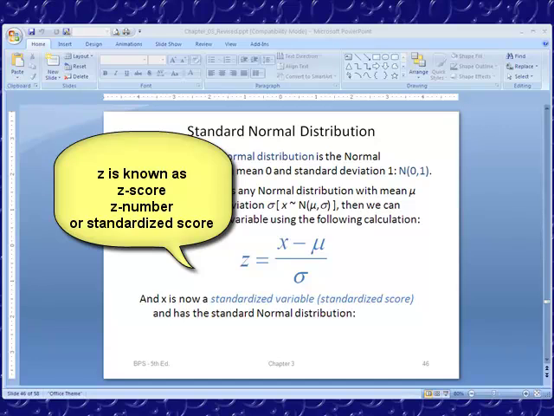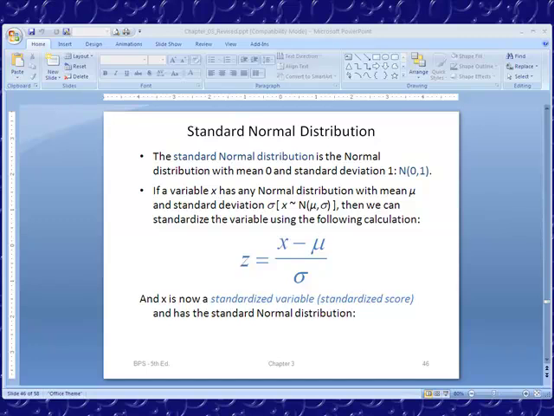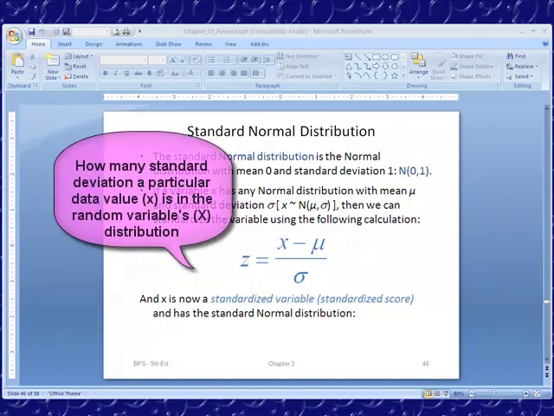Well, we've got this number, this z-score, this calculation that you see right here: z equals x minus mu over sigma. That is a way to standardize any normal distribution to the standard normal. That means that the z-score is how many standard deviations the x value is from the mean in its distribution.